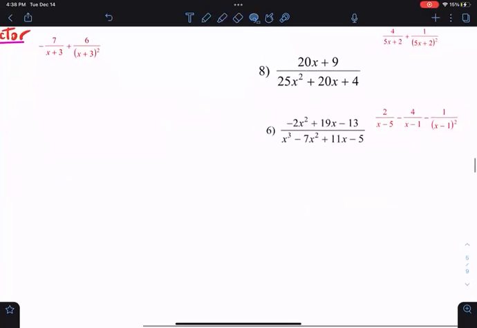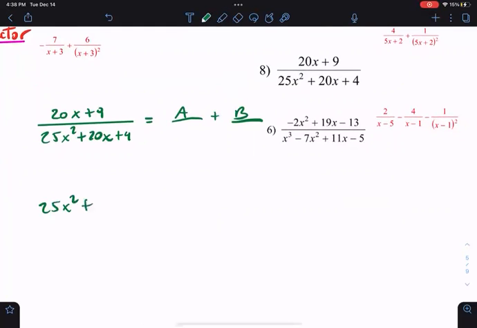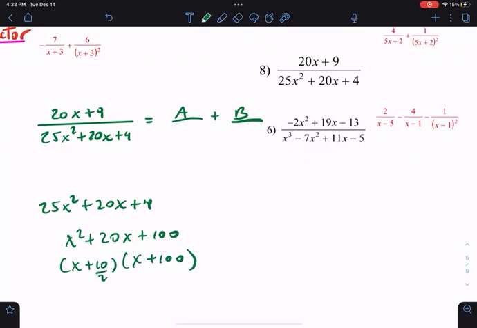So this is 20x plus 9 over 25x squared plus 20x plus 4. And you need to find what a and b are, right? First of all, you need to see what kind of expression you have. So you need to factor. So 25x squared plus 20x plus 4. I have to use the easy method here. So this is going to be 100, so this is going to be x plus 10, x plus 10. But remember, when you do the easy method, you need to divide by 25 again, right?